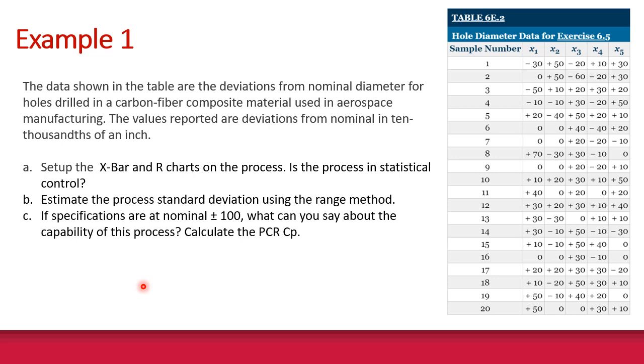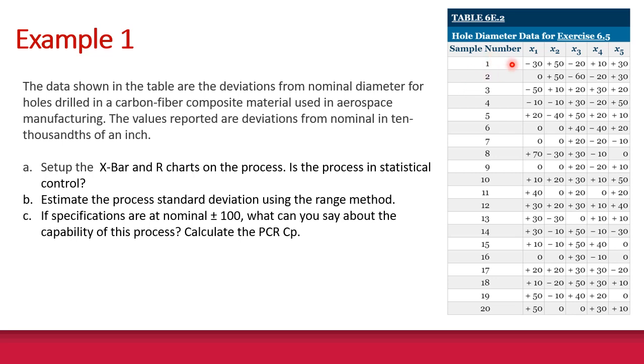The data shown in the table are deviations from nominal diameter for holes drilled in a carbon fiber composite material that's used in aerospace manufacturing. Values reported are deviations from nominal in tens of thousandths of an inch. So here's the data. We took 20 samples, and each sample has six observations drawn from the population.